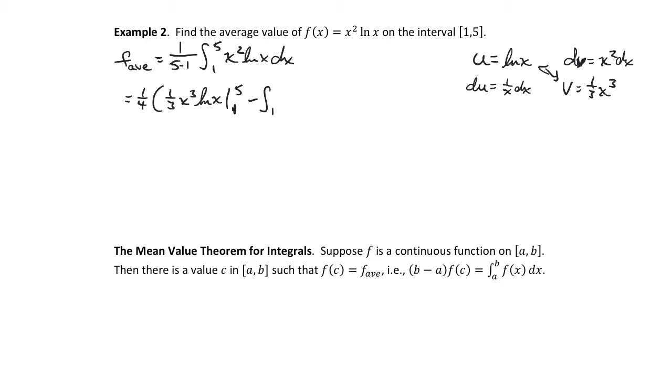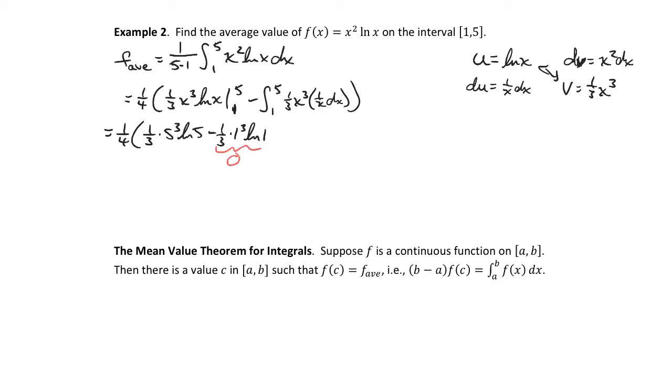minus the integral from 1 to 5. We're going to take the product of these two things, 1/3 x cubed and 1 over x dx. Okay, so I will evaluate 1/3 x cubed natural log of x from 1 to 5, and then I'm going to have to remind myself how to evaluate that integral. I'll have the 1/4 out front. I've got 1/3 x cubed, no, 5 cubed, natural log of 5, minus 1/3 times 1 cubed, natural log of 1. That's equal to 0.